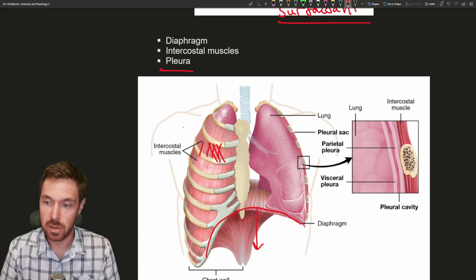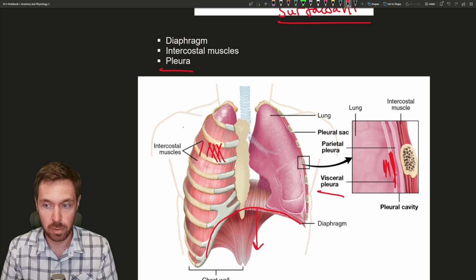So right here's the lung. There's a membrane directly on the lung. It's called the visceral pleura. Then there's a space. It's called the pleural cavity. And then there's a parietal pleura. So this space here is filled with a fluid called serous fluid.